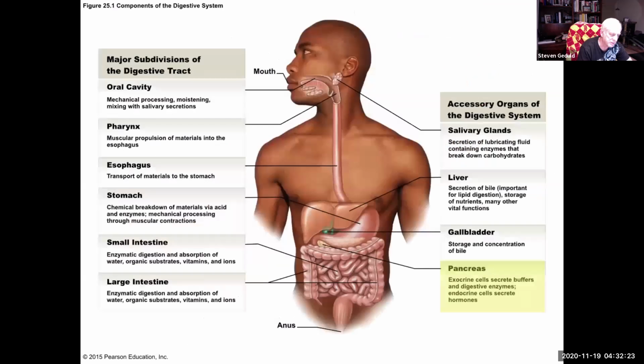Perfect. So the pancreas' exocrine cells secrete buffers and digestive enzymes. The endocrine cells secrete your hormones. They don't go to the same place. Remember, the pancreas is an exocrine and an endocrine organ. The exocrine function releases buffers and digestive enzymes into the duodenum of the small intestine. The hormones secreted by the pancreas, insulin and glucagon, are released into the bloodstream. That's your endocrine function.